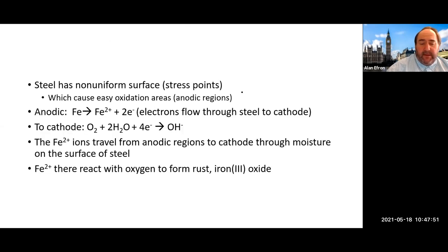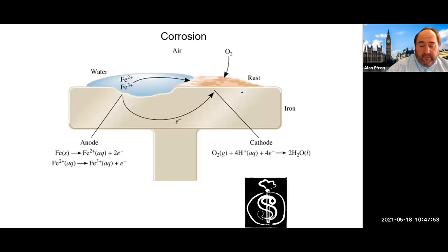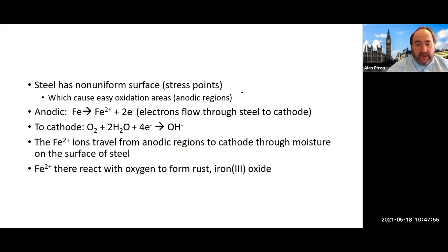So we talked about it just a second ago, but what do you need for rust to form? You basically need a few things. You need iron, you need some oxygen, which you get in air, and you need a little bit of moisture. Those are the things you need for rust to form. It actually occurs in a couple of steps. Iron goes from solid iron to iron 2, and those electrons travel through the steel to the cathode side, which is basically the oxygen.